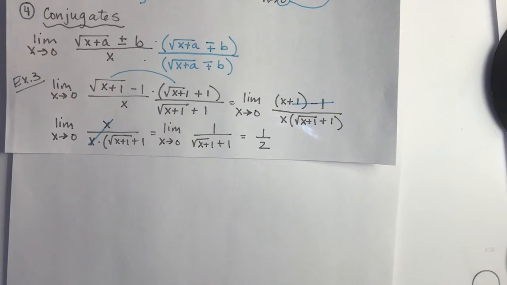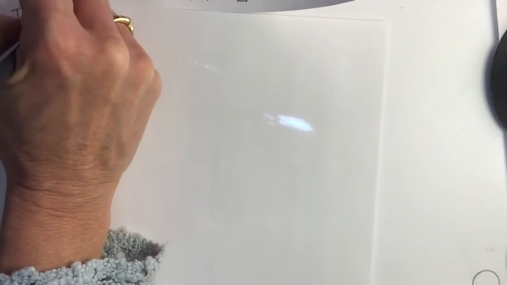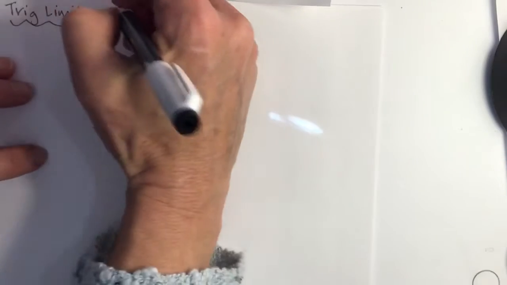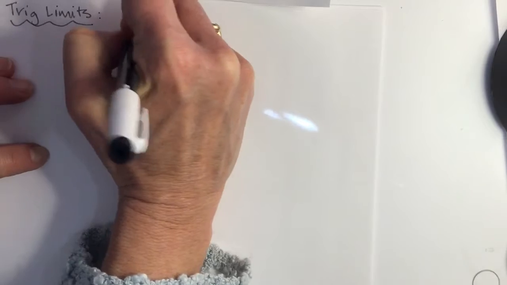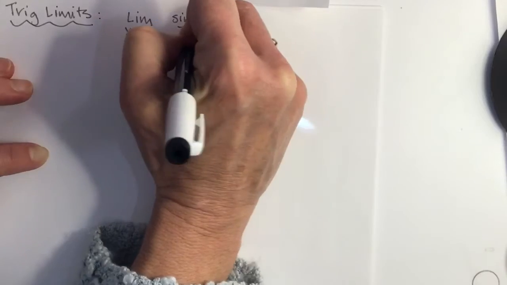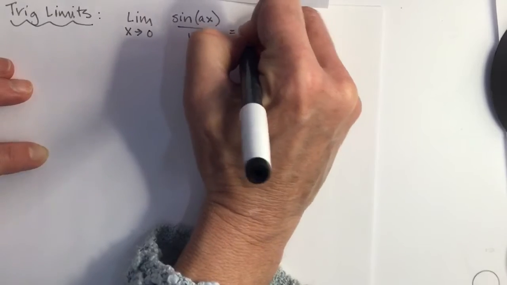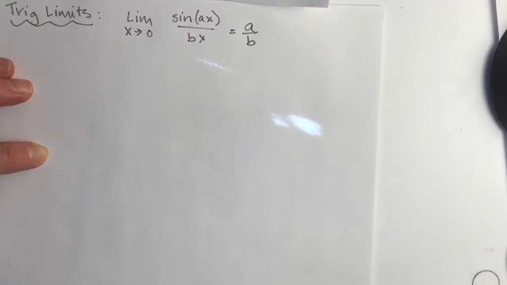All righty, two more things I want to tell you. Trig limits. If direct substitution doesn't work, we have the kingpins to remember, right? So we call them kingpins. They're just special trig limits. So remember, if you have x goes to 0, sine ax over bx, you're going to get this ratio of a over b. And these we just have to memorize.